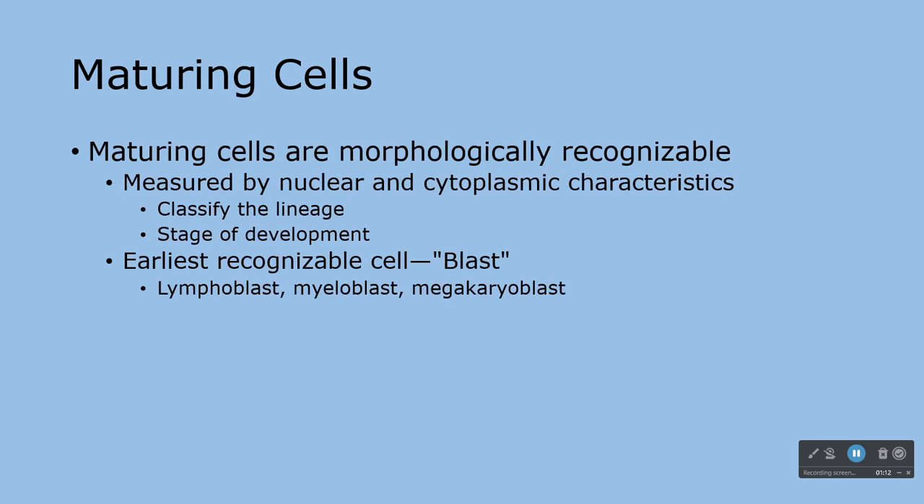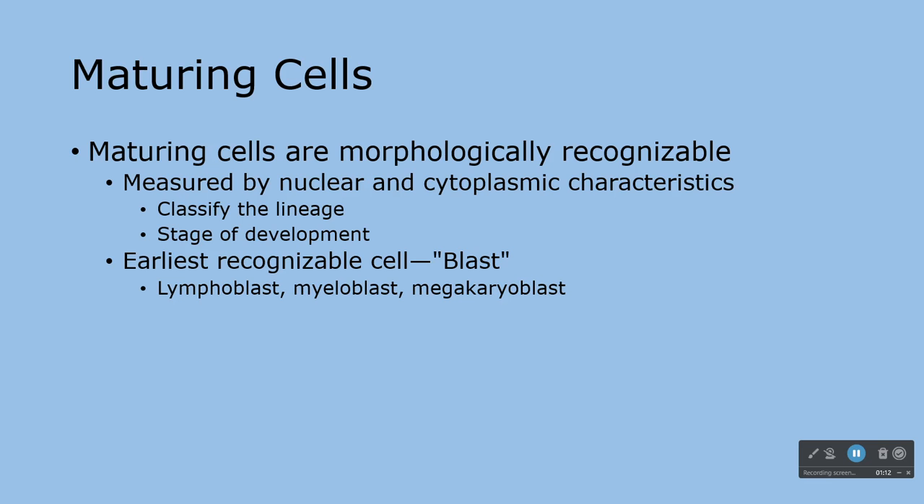All right, so maturing cells are morphologically recognizable, okay, which is very, very important to us. They're measured by nuclear and cytoplasmic characteristics. So what did I do with you guys with our sheet? What did we go by? Cytoplasmic characteristics, didn't we? Okay. Now I mentioned nuclear stuff also in the thing. I just didn't really put it on the sheet. But in class that day we did. We talked about the nucleus.